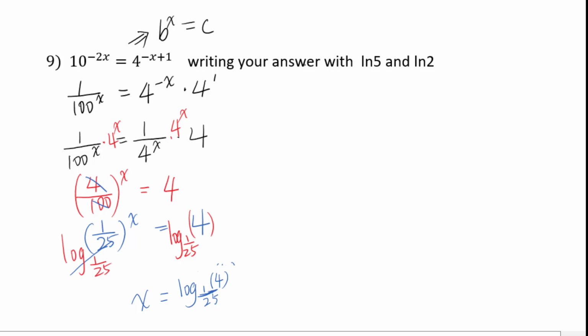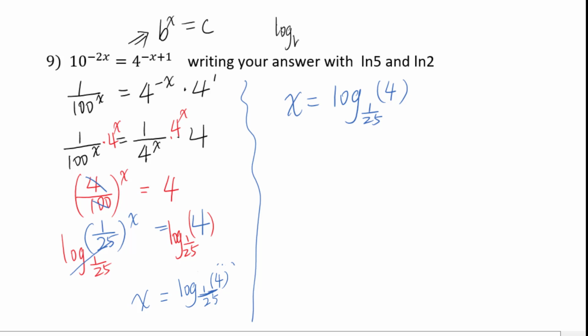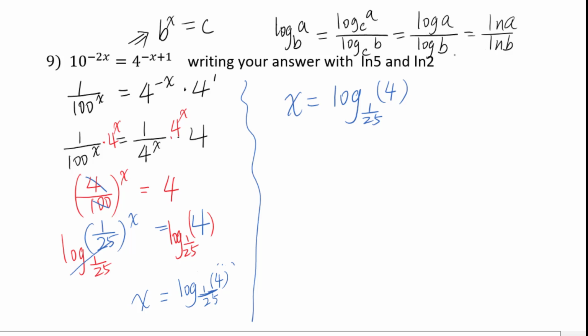Since I want to write my answer with a natural log of 5 and a natural log of 2, you need to use the base change formula for this. x equals log base 1 over 25 of 4. Change of base formula: log base b of a equals log base c of a over log base c of b. Or we can use common log of a over common log of b, or natural log of a over natural log of b. Therefore, natural log of 4 over natural log of 1 over 25.